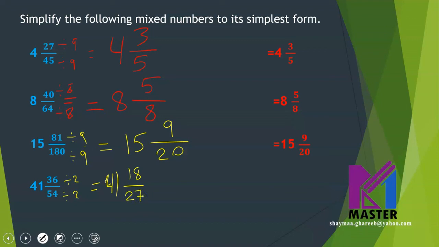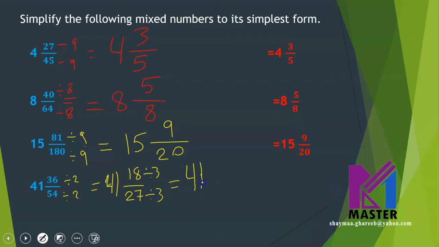Now I have 18 and 27. Can I divide both of them by 2? No, because this is an odd number. Can I divide both of them by 3? Yes, I can divide both of them by 3. Let's try this time dividing by 3. I will divide by 3 up and down.